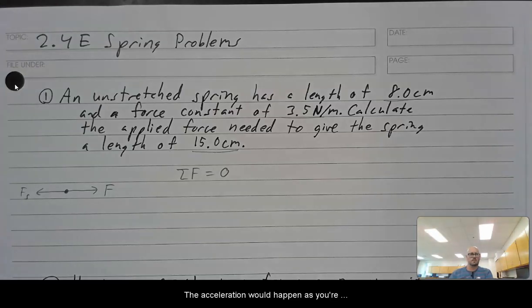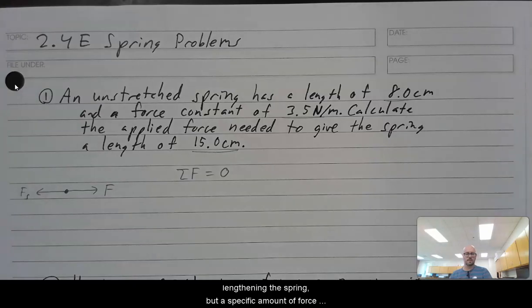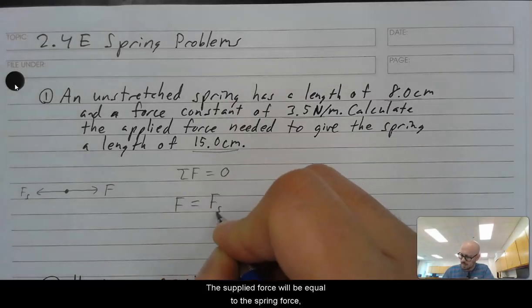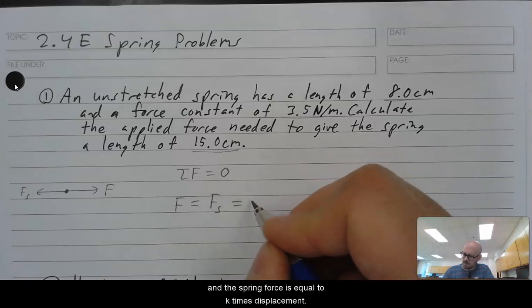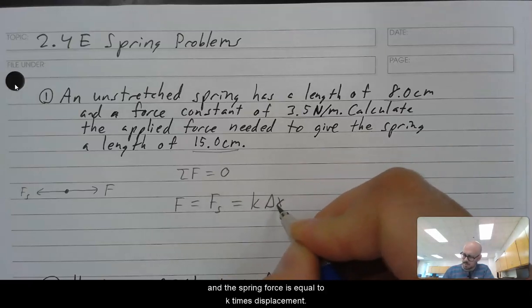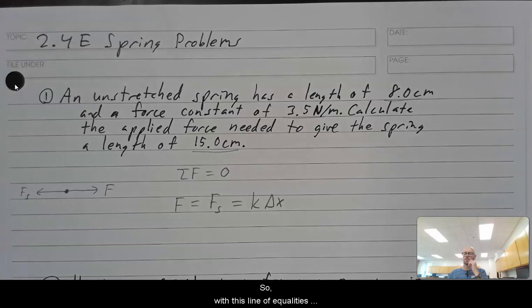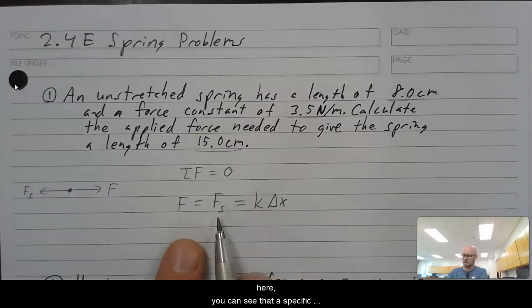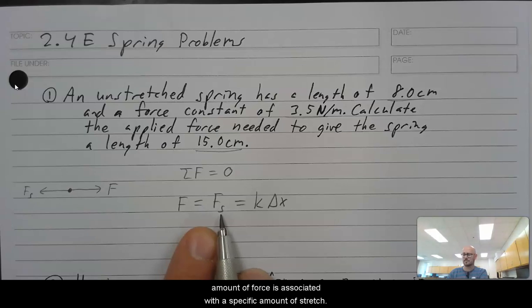The acceleration would happen as you're lengthening the spring, but a specific amount of force is going to give it a specific length. This applied force will be equal to the spring force, and the spring force is equal to K times displacement. So with this line of equalities here, you can see that a specific amount of force is associated with a specific amount of stretch.